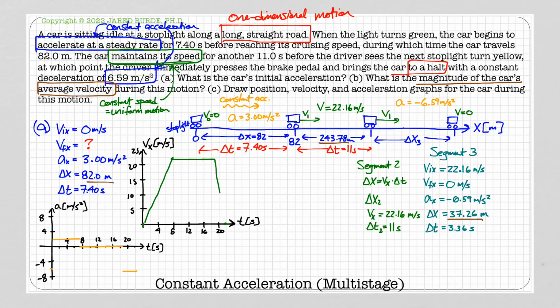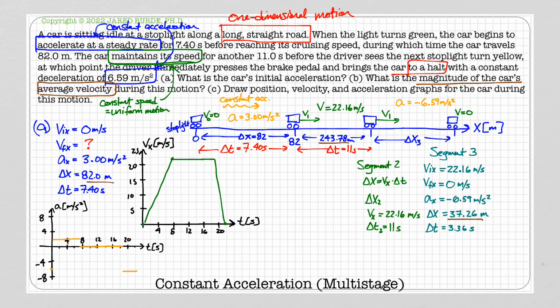And so I know my velocity should be a straight line. This is about twice as steep as this because the acceleration here is about twice as much as that. This is angled upwards because I have a positive acceleration. This is angled downwards because I have a negative acceleration.